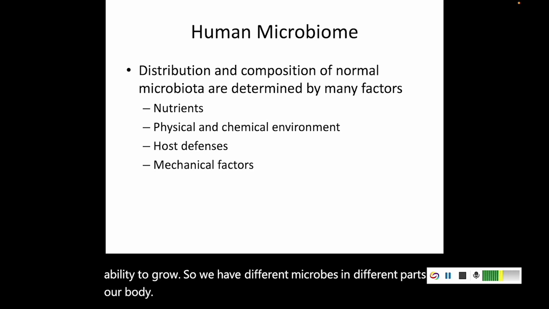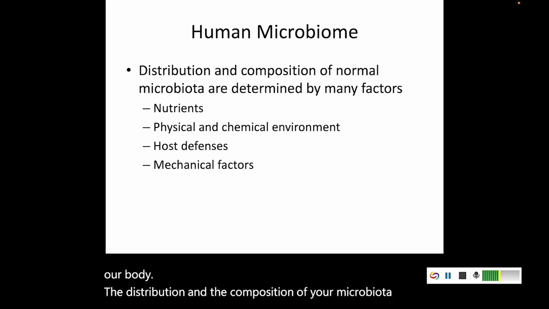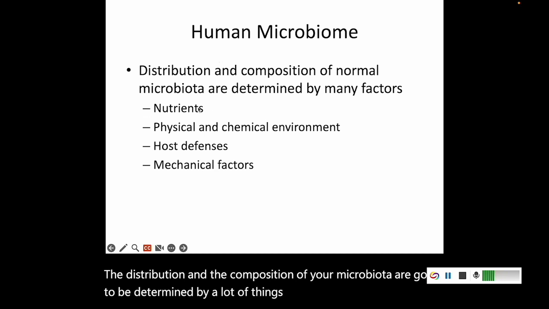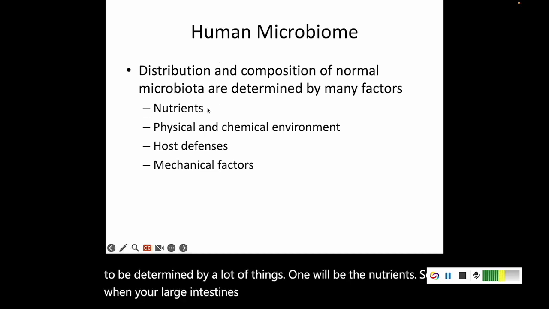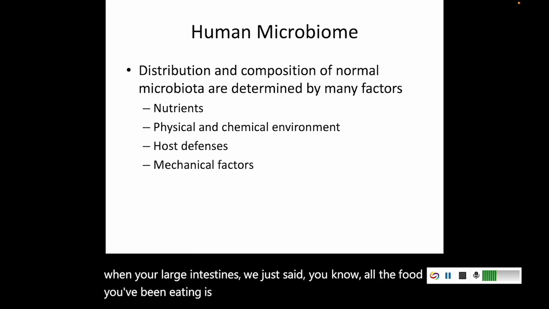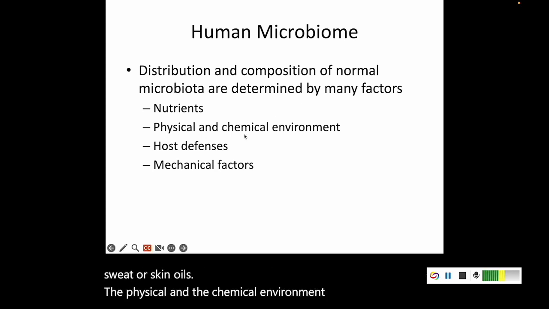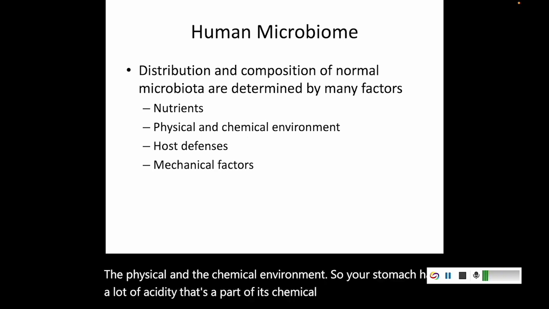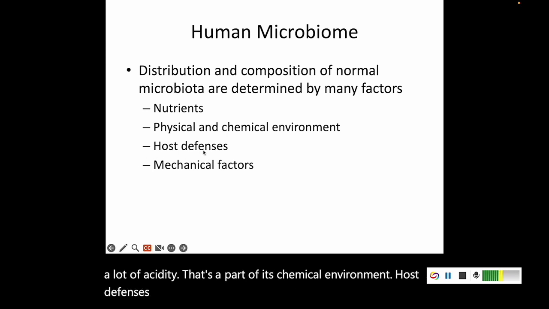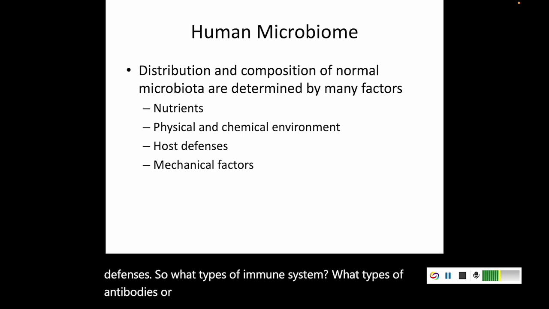The distribution and the composition of your microbiota are going to be determined by a lot of things. One would be the nutrients. So in your large intestines, we just said, all the food you've been eating is passing through there. There's lots of nutrients. On your skin, they might be able to have microbes that can digest sweat or skin oils. The physical and the chemical environment. So, your stomach has a lot of acidity. That's a part of its chemical environment. Host defenses. So what types of immune system, what types of antibodies or immune cells are present in that area.